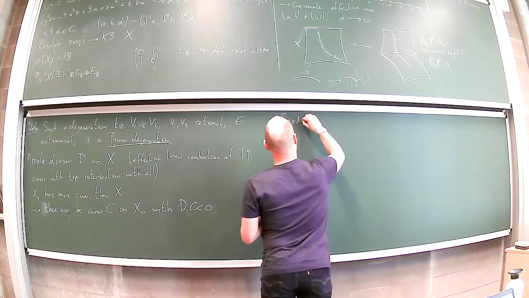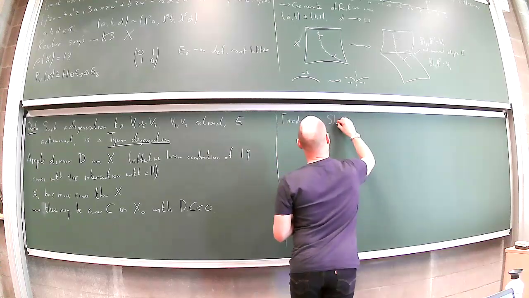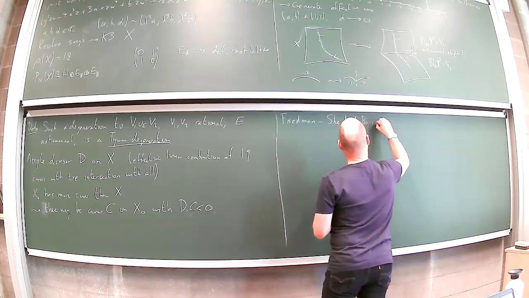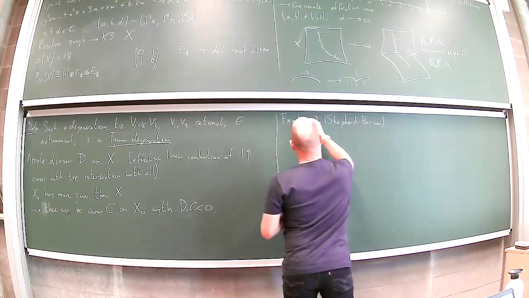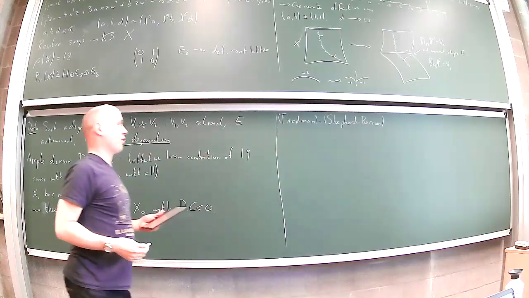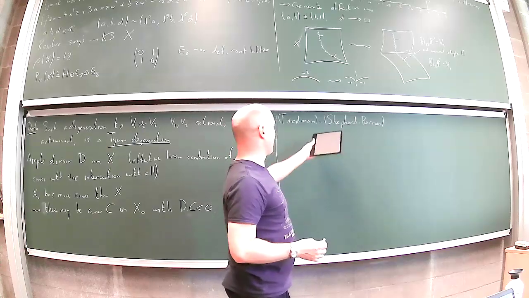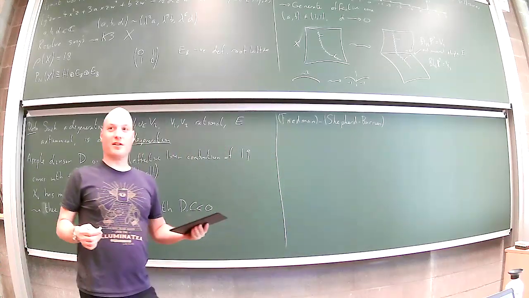The following is an algorithm due to Friedman and Shepard-Barron. These are not 3 people, these are 2 people. Fun fact, Nick Shepard-Barron's father invented the ATM.